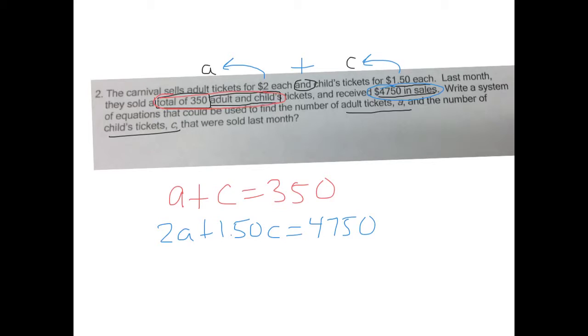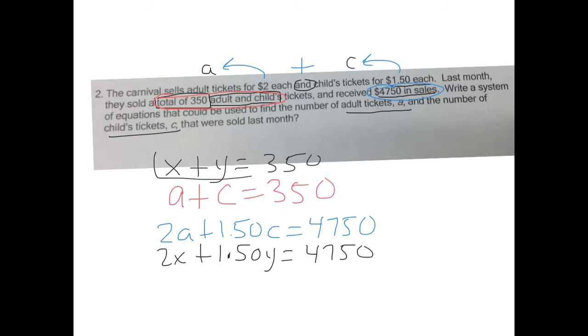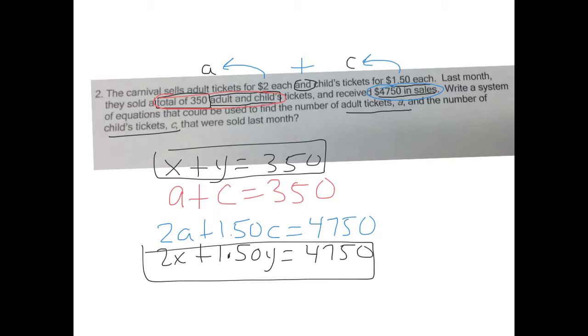If you were wanting to do this in your graphing calculator, you would need to convert this stuff to x's. So this would become x plus y equals 350, and 2x plus 1.50y equals 4750. So if you're using your graphing calculator, you'd want x's and y's, but this problem specified they wanted a's and c's, which some of them will, and so you got to be flexible and be able to do either one.